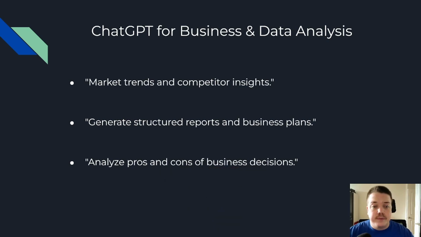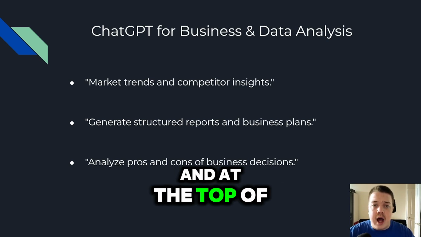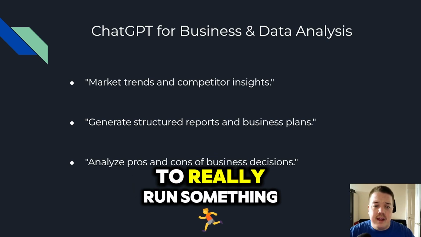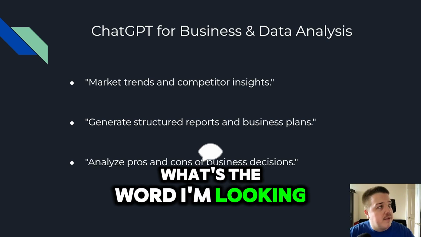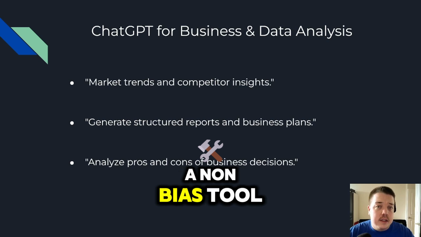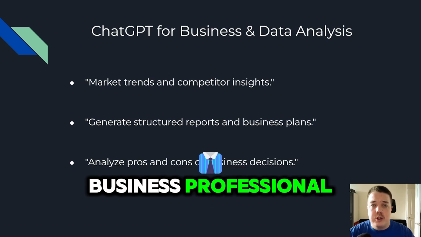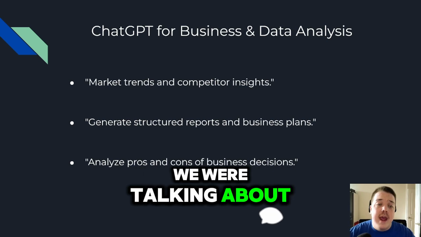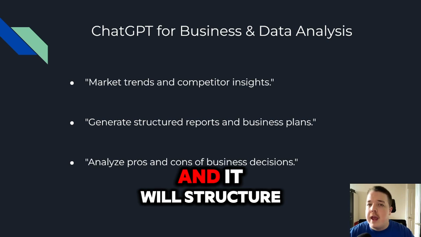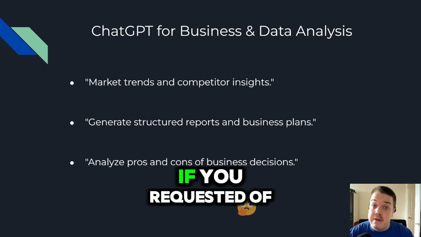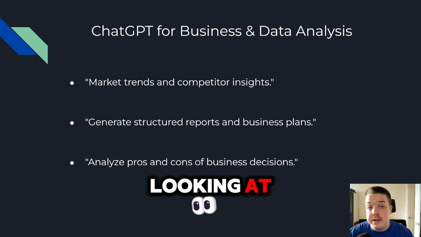If you are a solo entrepreneur and at the top of your business and want to be able to really run something by a, what's the word I'm looking for here, a non-biased tool, you're able to plug that into ChatGPT, have it act as a business professional, which combines it with the earlier prompts that we were talking about, and give you all of the pros and cons about the business decisions, and then just give it a list of those decisions. And it will structure those in a very clean table for you, if you request it, of course, of all of the pros and cons of the decisions that you are looking at, right?